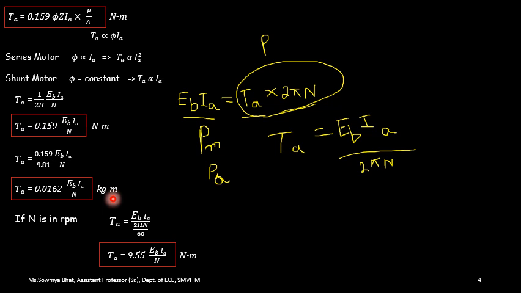So depending upon the problem asked, whether the value is given in terms of Newton meter or in terms of kg meter, use the appropriate equation. If it is in terms of kg meter, you mandatorily have to use the constant term 0.0162. If it is given in terms of Newton meter, then the constant value should be 0.159. Depending upon whether the problem is given with the value of back EMF, or you have it in terms of phi, Z, Ia and so on, and depending on the number of poles as well as the number of parallel paths, you can use any of these equations in order to calculate the armature torque.